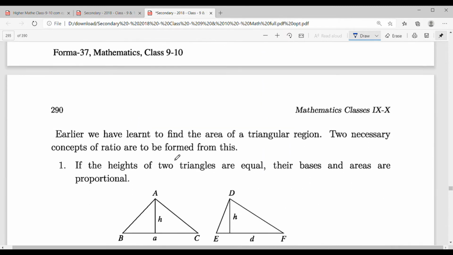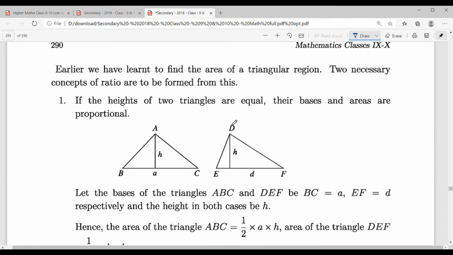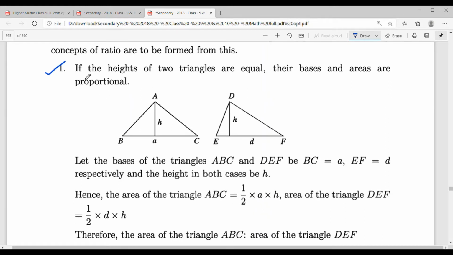Geometric proportions. We know the area of the triangle is equal to half into base into height. First proportion: if the heights of two triangles are equal, their bases and areas are proportional. That means if the heights of two triangles are equal, then the triangle whose base is bigger has the bigger area, and the one whose base is smaller has the smaller area. Proportional means if one is bigger the other will be bigger, if smaller then smaller. Let the bases of triangles ABC and DEF be BC is equal to A and EF is equal to D.